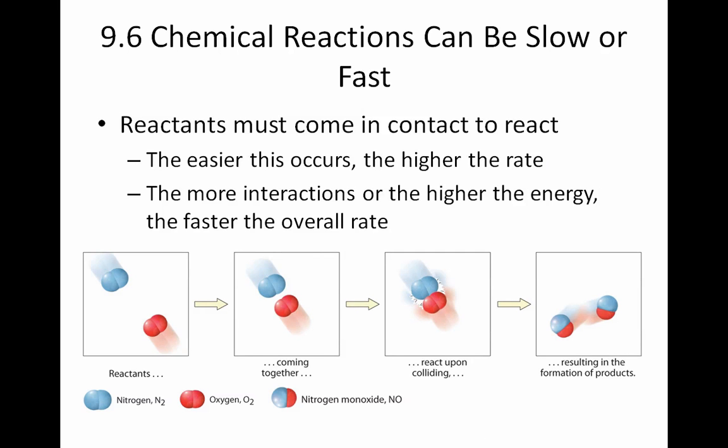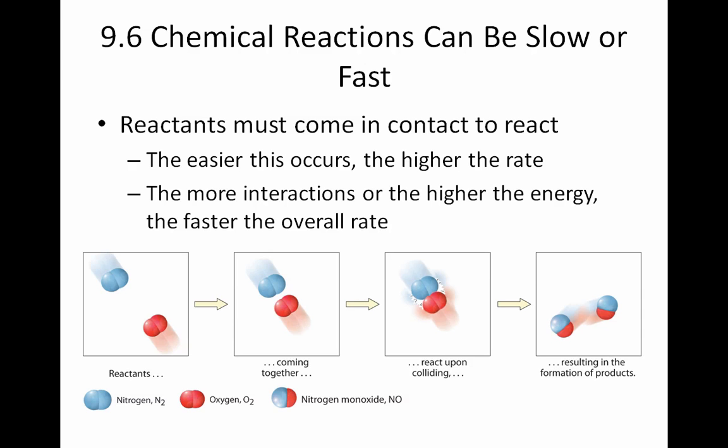Alright, so why do those two matter? Well, for one, reactants have to come in contact in order to react. And so what you see in this picture right here is you've got two reactants, and if they come together and they collide, then they could rearrange and create a product. And so that's what happens when you've got nitrogen and oxygen coming together. They can form nitrogen monoxide. The easier this reaction can take place, the quicker it will take place.